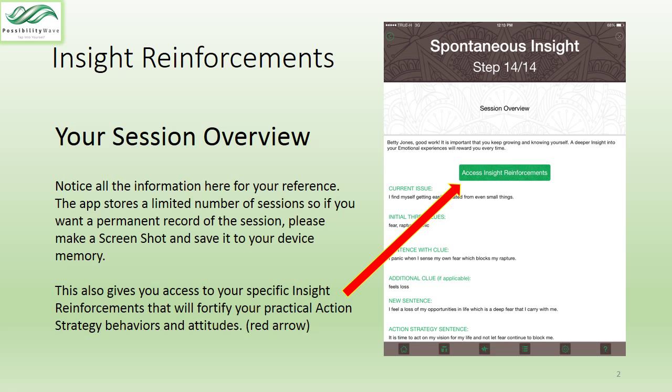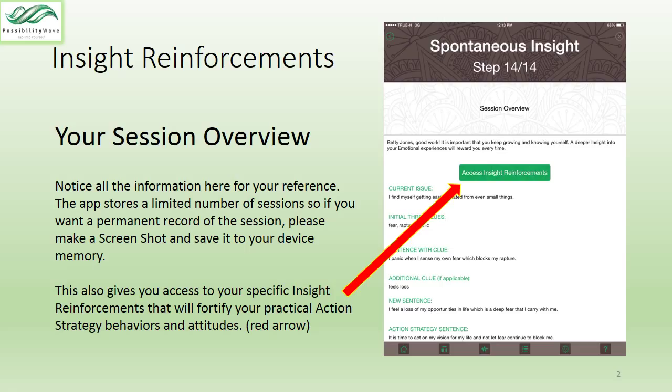The way that you get to the insight reinforcements is via the session overview panel or screen that will be created whenever you do a session. You can always get to this even for a past session by going into the user records, pulling up the name, clicking on the name, and then you'll see what sessions that person had done. And then you can pick the one that you want to access just by clicking on it.